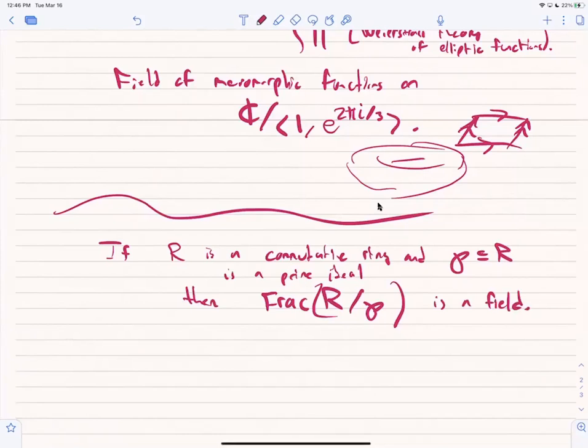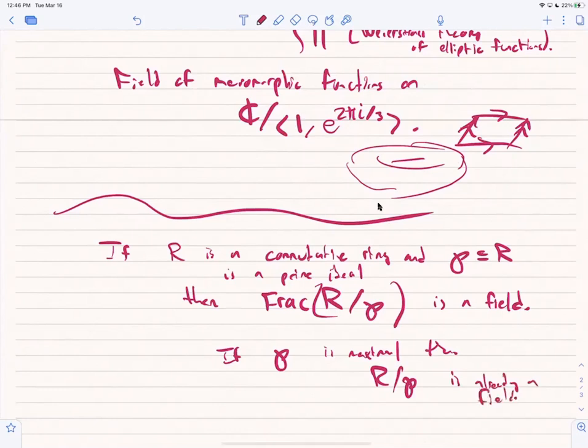Okay, and if P was maximal, then R mod P is already a field. So let me add that. If P is maximal, then R mod P is already a field, and so taking the fraction field doesn't do anything; it just gives you back what you started with. And this is the definition of being a maximal ideal, that the quotient ring is a field.